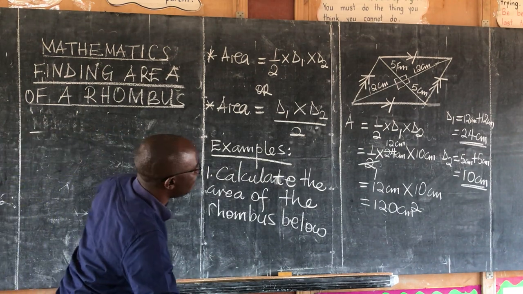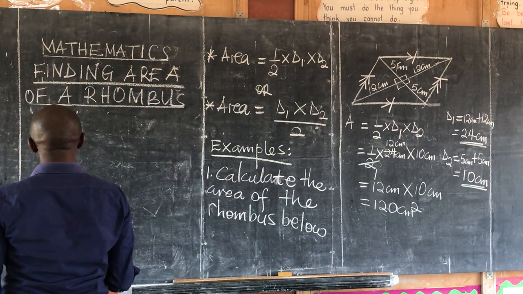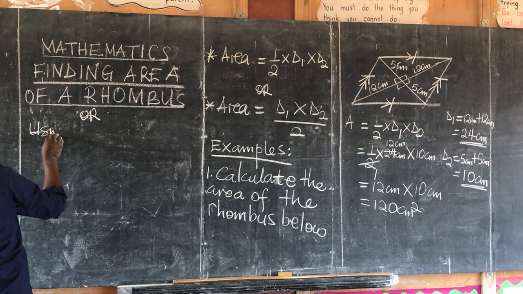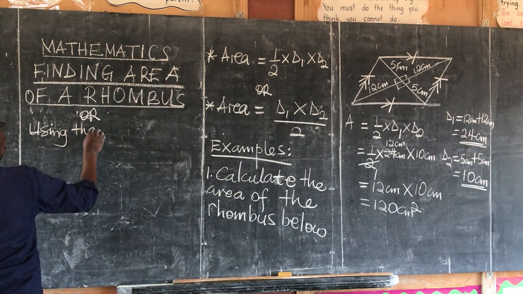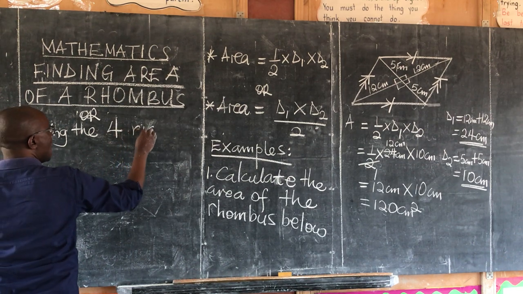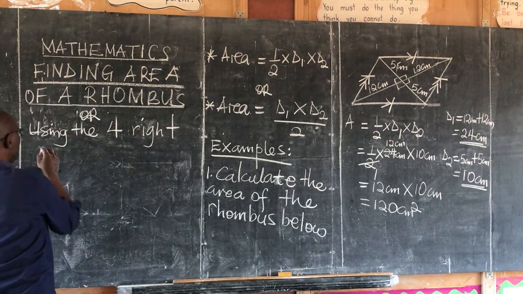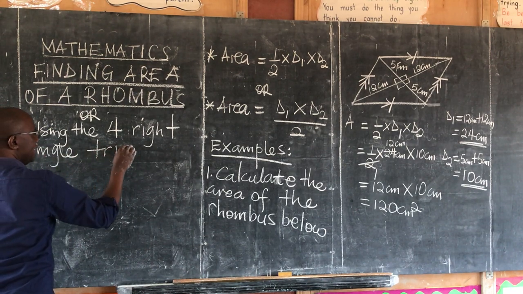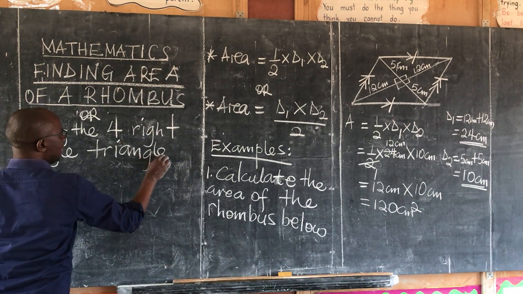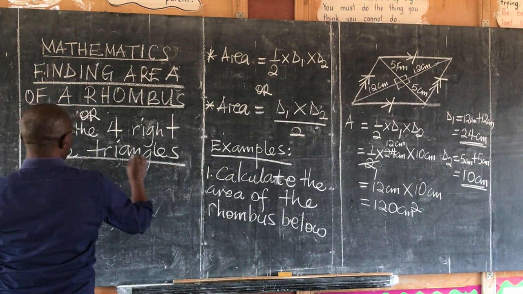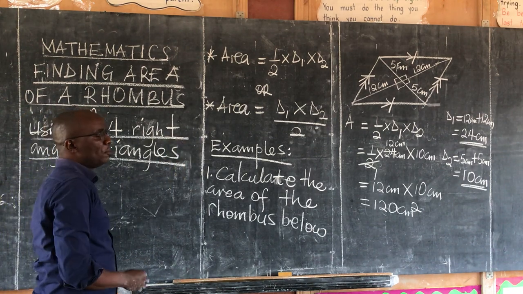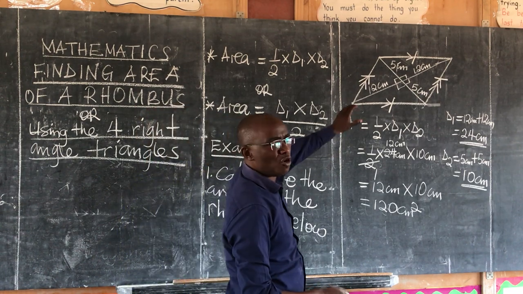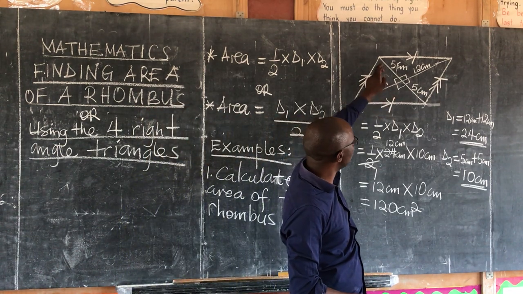A second alternative, a second method, is now using the four right angled triangles. We can also find the area using the four right angled triangles. Those are the ones that are formed when the diagonals bisect each other. They end up forming four right angled triangles.